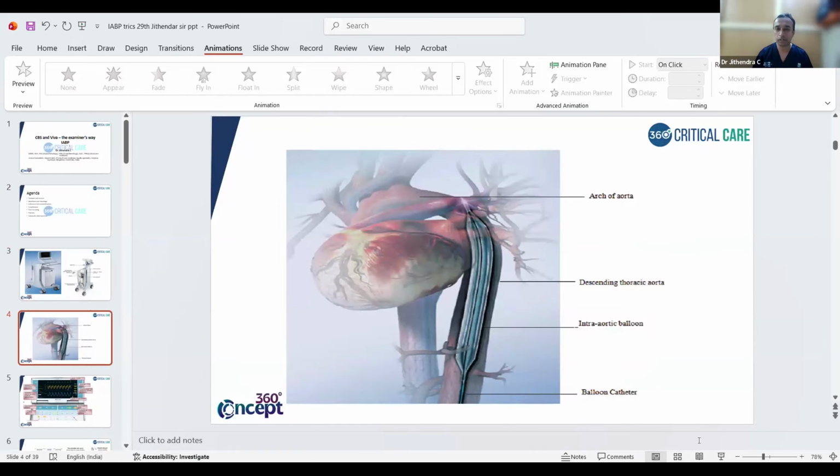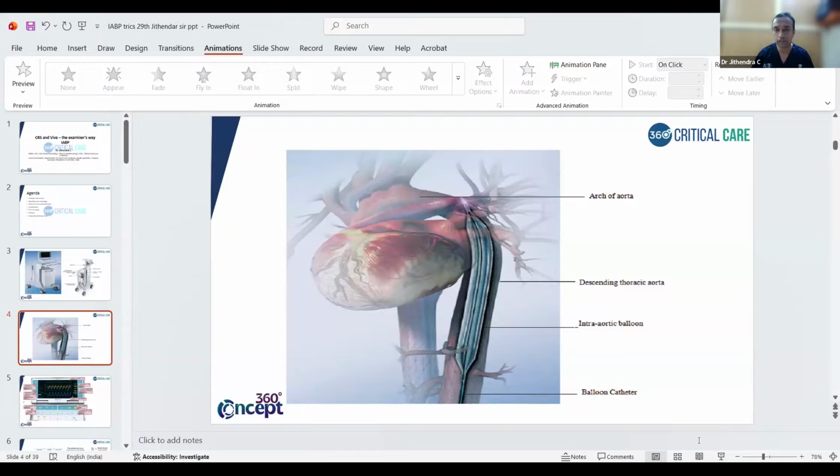This is how it is placed in a 3D image. This is the tip of the IABP balloon, and where should it be placed? Anyone who wants to take the answer? What is the optimal position for the IABP balloon? Anyway, I'll be discussing it. So this is how it is placed: it should be 2 to 3 centimeters distal to the origin of your left subclavian artery. That is where it should be positioned, and I'll discuss it a little later.